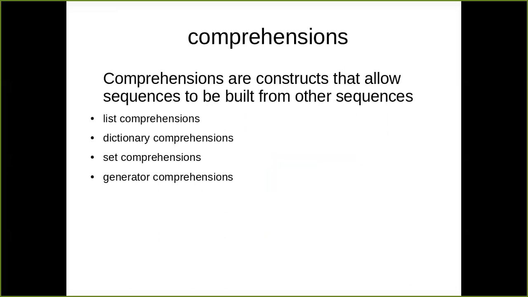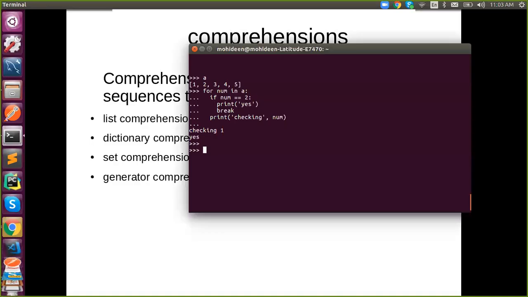Okay. So what do they say about comprehension? Just read it out. Comprehensions are constructs that allow sequences to be built from other sequences. So comprehension is going to build a sequence from some other sequence. I gave an exercise yesterday asking you to extract a range of odd numbers out of a range of numbers. The range of numbers is a sequence. I asked you to build another sequence called odd numbers, even numbers. That is called comprehension. Understand?